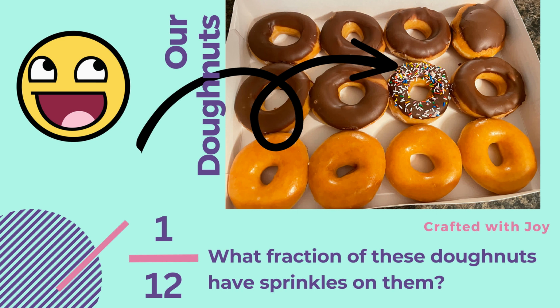There's 1 donut in the box that has sprinkles on it, so that number 1 goes on the top of the fraction bar. There are 12 donuts in the box. That's how many donuts there are in all, so we put that number on the bottom or the denominator of the fraction. So that means our fraction of donuts are 1/12.